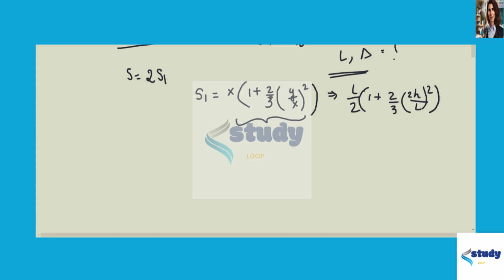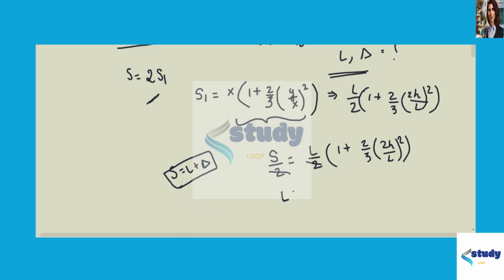And also we know that S equal to 2 S1, and we have to find the relation of S with respect to L and h. So let's write S1 equal to S over 2. So this becomes S over 2 is equal to L over 2 times 1 plus 2 over 3 into 2h over L whole square. This 2 cuts from 2, and we are given that S is equal to L plus delta, so let's substitute this here: L plus delta is equal to L. Let's take this inside, 2 over 3 times L times 4h square over L square. Okay, let's do the mathematics now.